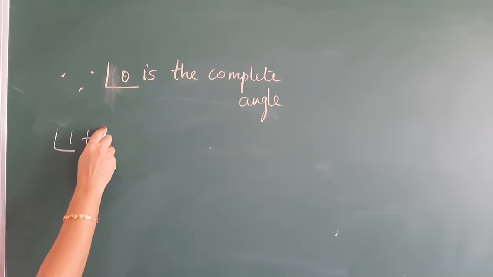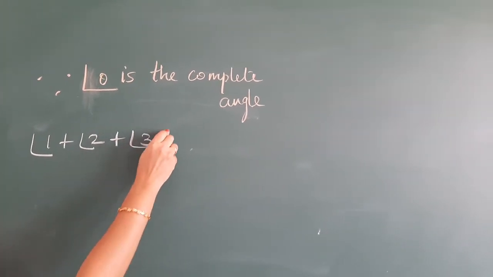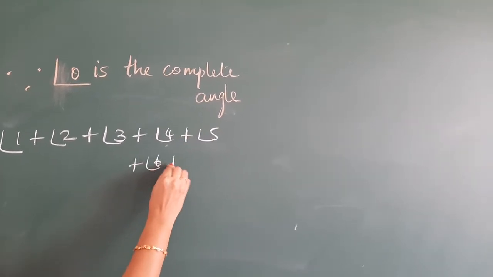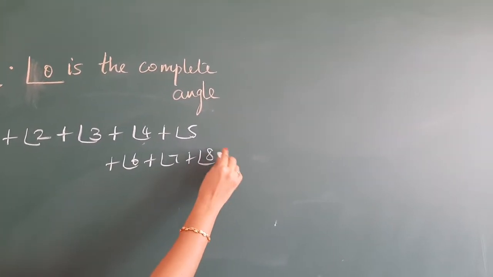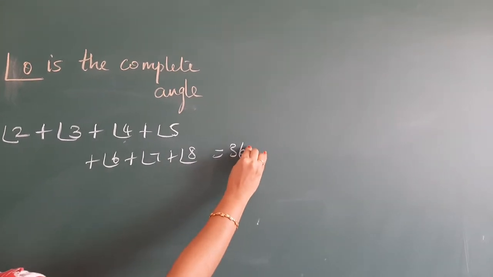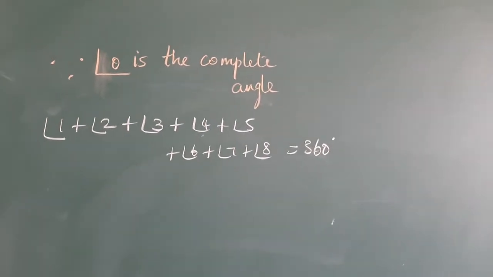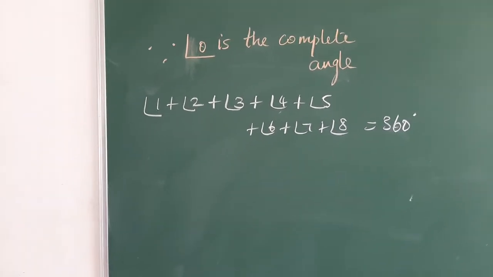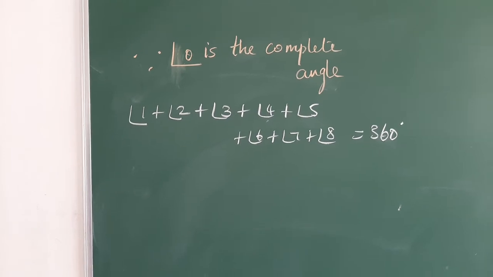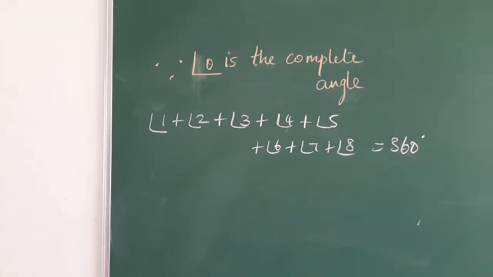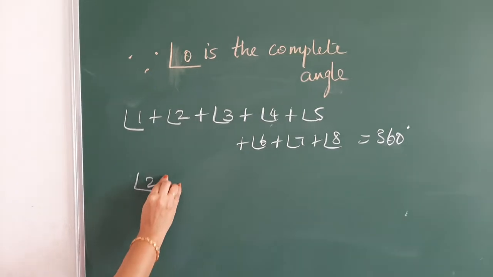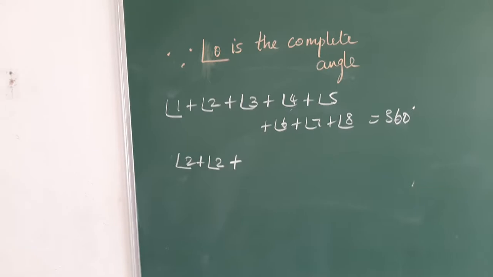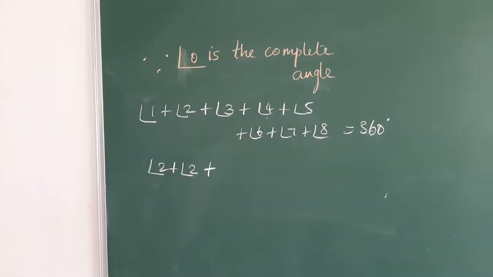The sum of the angles, angle 1 plus 2 plus 3 plus 4 plus 5 plus 6 plus 7 plus 8, the complete angle sum is equal to 360, right? And now using equations 1, 2, 3 and 4, I am going to replace angle 1 as 2. Angle 1 I am replacing as 2, so I get angle 2 plus angle 2, and angle 4 I am replacing as 3.